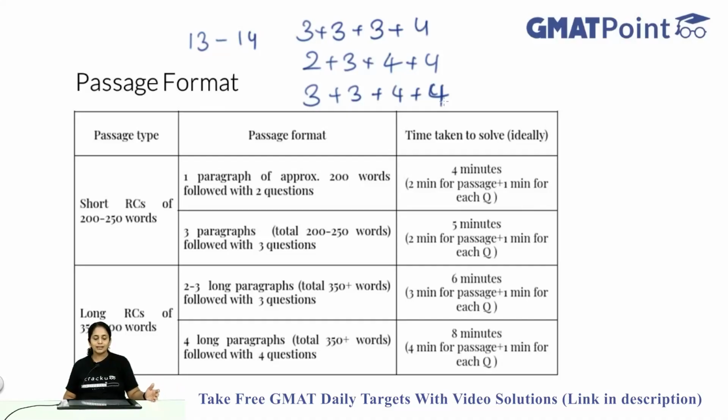So roughly, you should try to follow the rule of using twice, 2x, the minutes as the number of questions. So if it's a 2 question passage, then you should spend 4 minutes on it. If it's a 3 question passage, you should spend somewhere around 5 to 6 minutes on it. So if it's a 2 question passage, spend 2 minutes on reading the passage and 1 minute per question.